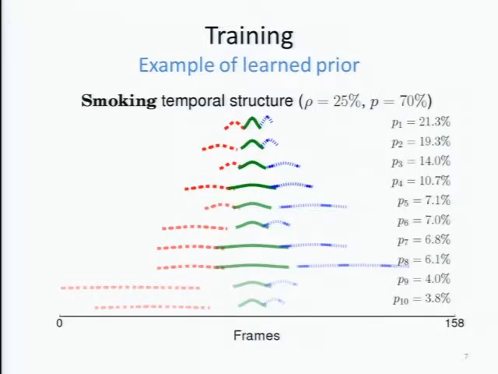But just to give you a hint of what is this temporal distribution that we learn, this is for the smoking action. You see here this discrete distribution that we learn, ordered by probability. So this is the estimated prior probability.